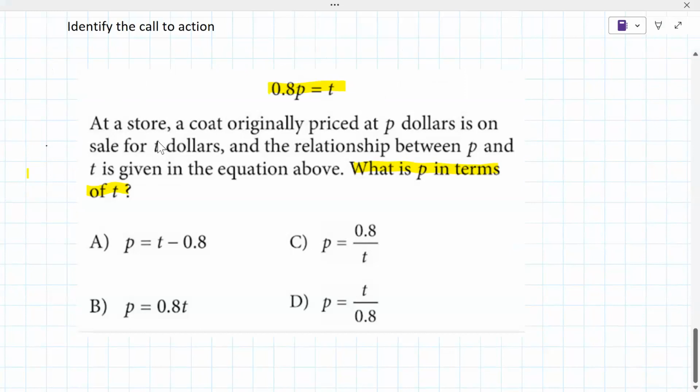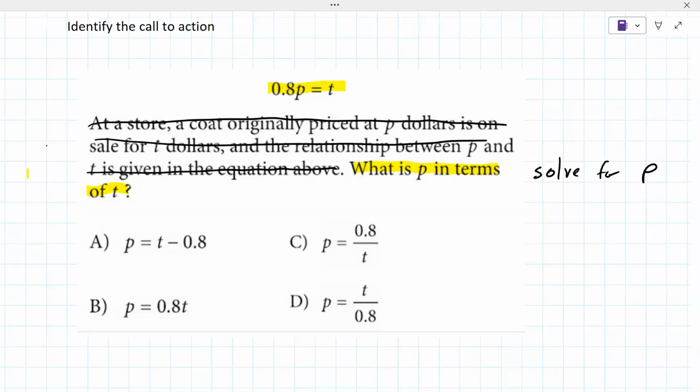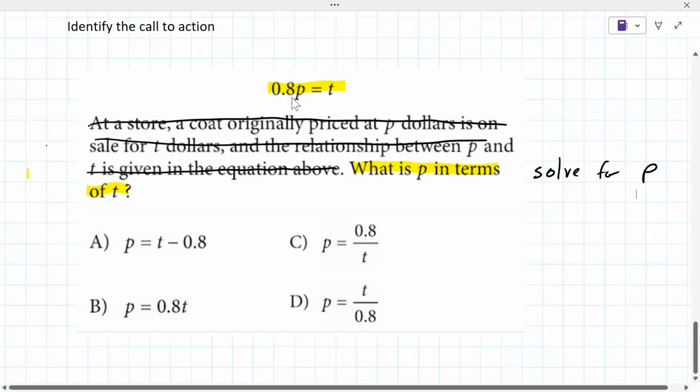At a store, a coat originally priced at P dollars is on sale for T dollars, and the relationship between P and T is given in the equation above. None of this is useful, but it takes time. The call to action is literally saying to solve for P. Solve for P. Which of these answers correctly solves for P?